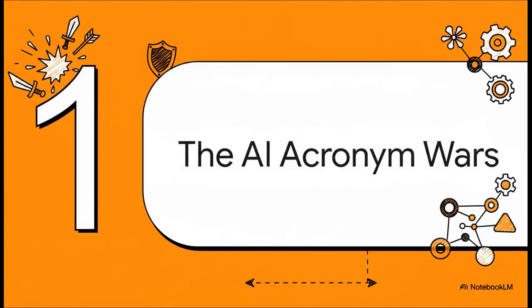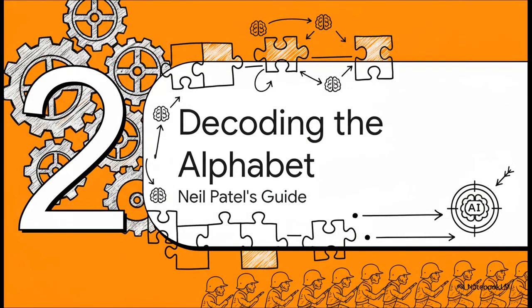First up, we've got to tackle this AI acronym war. It feels like a total battlefield of jargon, doesn't it? But what if I told you they're not really enemies at all? Okay, so to make sense of all this, we're going to lean on a really fantastic breakdown from Patel. He cuts right through the noise to explain what each of these terms actually means. You know, you can't win the war if you don't know who the soldiers are, right?